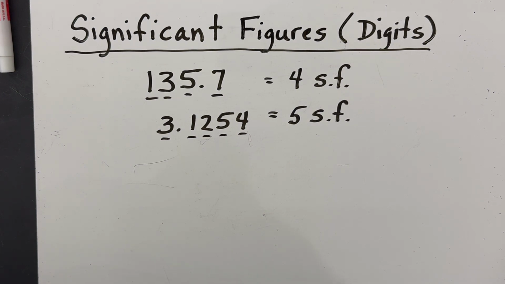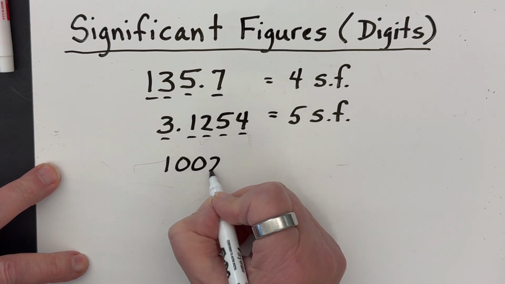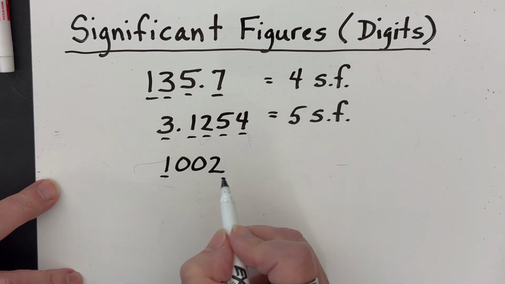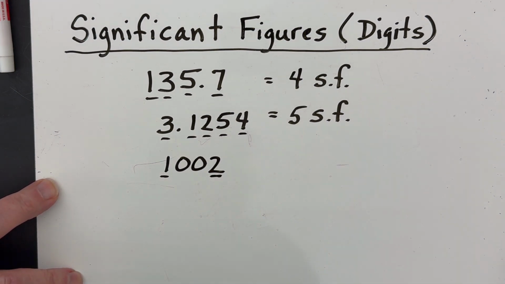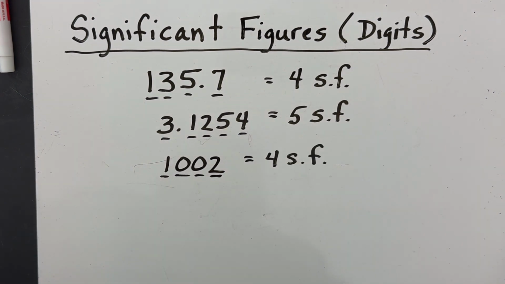There's only one type of zero that we need to worry about. If the zero is in the middle of the number, we don't have to worry about it. It has a non-zero in the front of it, a non-zero in the back of it, so we just count them all. The problem that you run into is when you have zeros in the front or the back of a number.